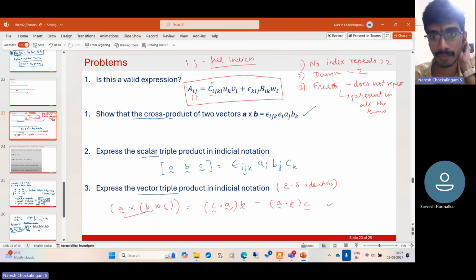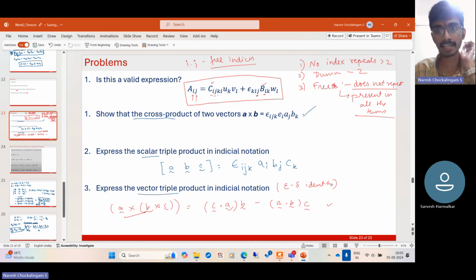And what about this term? Here i is appearing once, j is appearing once. So this term also satisfies the free index condition. The free index is present in all the terms, it does not repeat, and it appears exactly once. What are the dummy indices? Whatever does not appear on the left hand side are the dummy indices. So here k, l are there on the right hand side, but not on the left hand side.